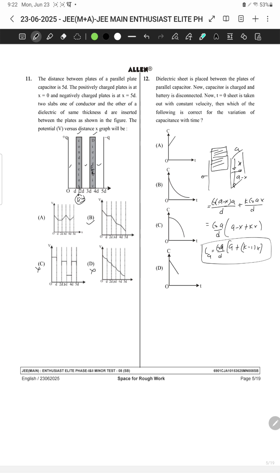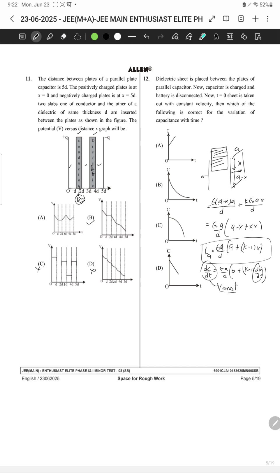Now the graph is between C and T, so we can differentiate here. dC by dt is equal to epsilon naught A by D, 0 plus (K minus 1) dx by dt. And dx by dt is what? The velocity, which is constant. So that means dC by dt is constant. So the slope of the C-T graph should be constant, which is present in A and D only.